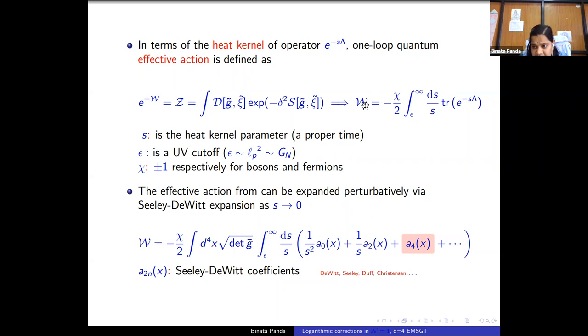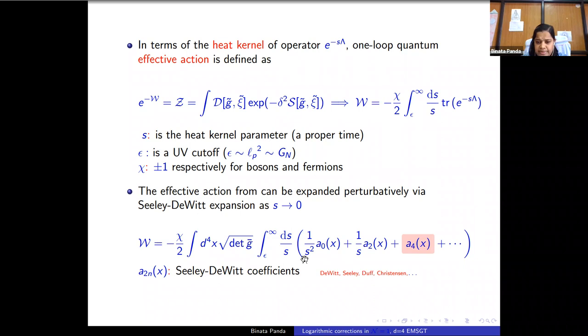And then what we do in the heat kernel method, or the Seeley-DeWitt expansion, is that you expand the effective action perturbatively in the parameter of the proper time, which is called the heat kernel parameter, with that tending to zero. You can perturbatively expand the effective action, right? So I have written down the expansion.